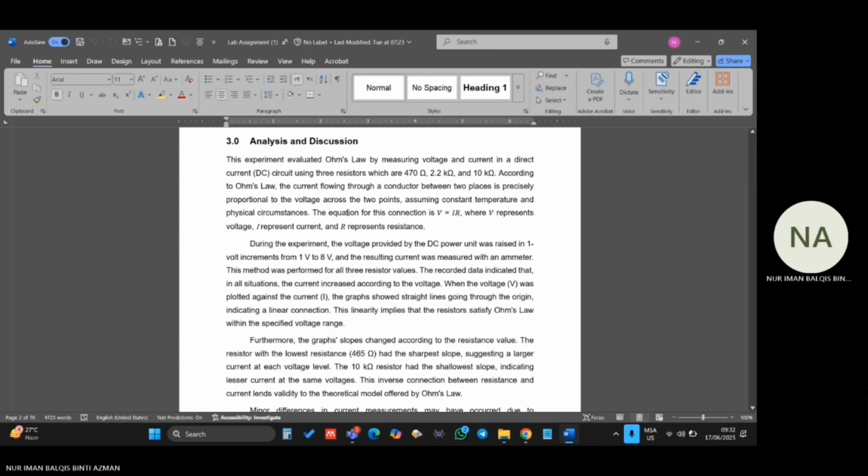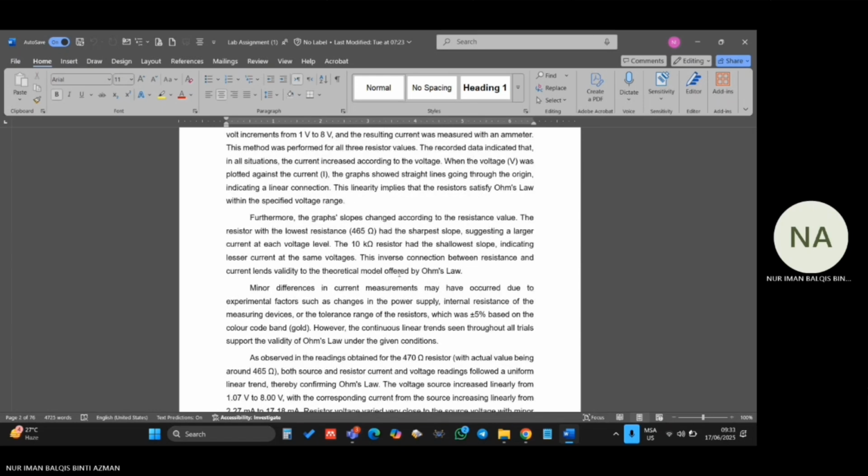Next, minor differences in current readings, especially in the 470 ohms test, could be due to small variation in power supply output, measurement device limitations, or the ±5% tolerance indicated by the gold band on the resistor. Despite this, the trends were consistent and showed excellent agreement with theoretical expectations.